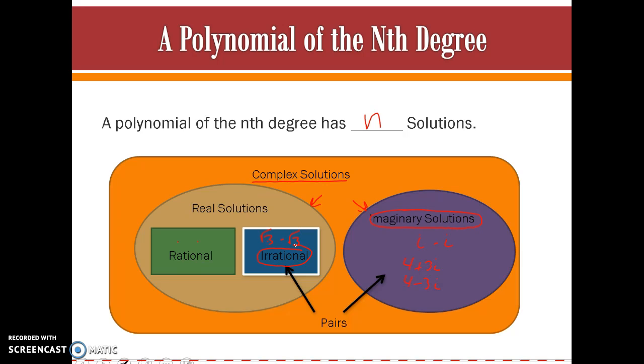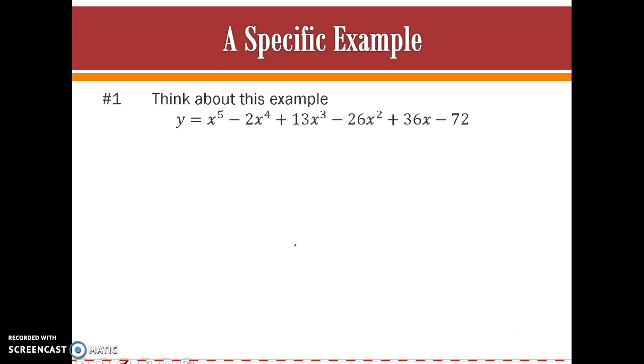How does that help us? Well, let's take a polynomial like this. This is our first 5th degree polynomial that we've really looked at. We're not really going to solve it, but we're going to be able to answer some questions about it. For example, the first question, how many complex solutions are there? Well, it's a 5th degree polynomial, so there are 5 complex solutions.